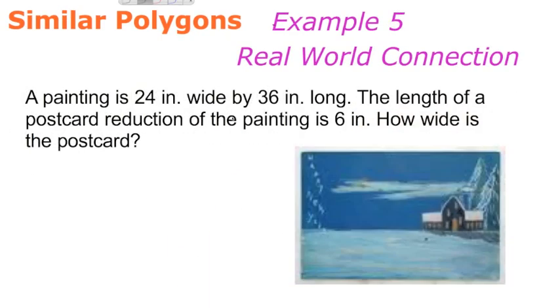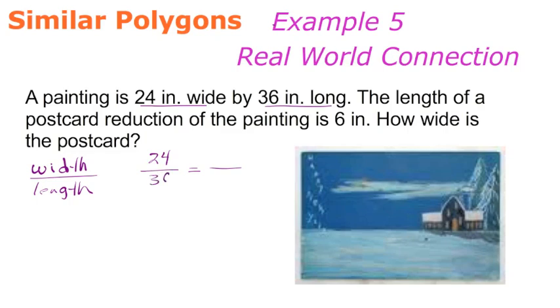Example 5, a real-world connection. A painting is 24 inches wide by 36 inches long. The length of a postcard reduction of the painting is 6 inches. How wide is the postcard? So we're told the length, we have to find the width. So what we're comparing here is the width to the length. And since it's a ratio and we have 2 of them that are equal, it's going to be a proportion. We're told that the painting is 24 inches by 36 inches. And we are told that the length of the reduction is 6 inches. So the length is 6 inches.